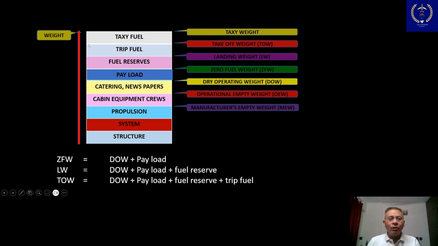So after having a look at this, we will derive some formulas out of this. The zero fuel weight will be equal to the dry operating weight plus the payload. Whereas the landing weight is dry operating weight plus the payload plus the reserve fuel weight. And in takeoff weight, we have dry operating weight plus the payload plus the fuel reserve plus the trip fuel.